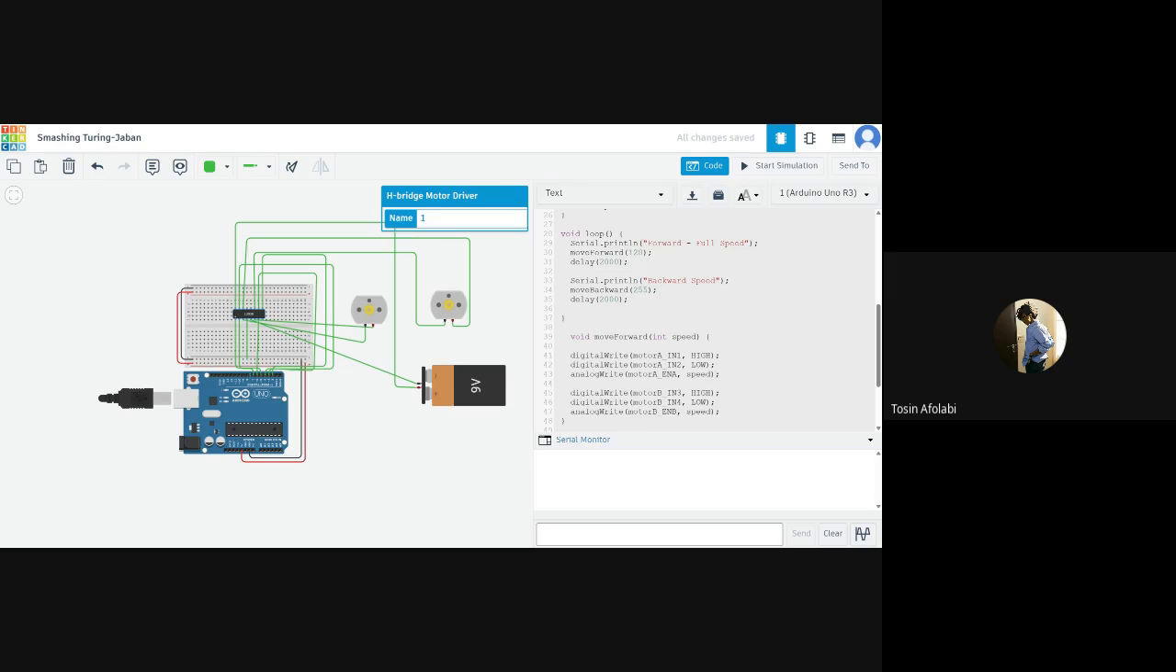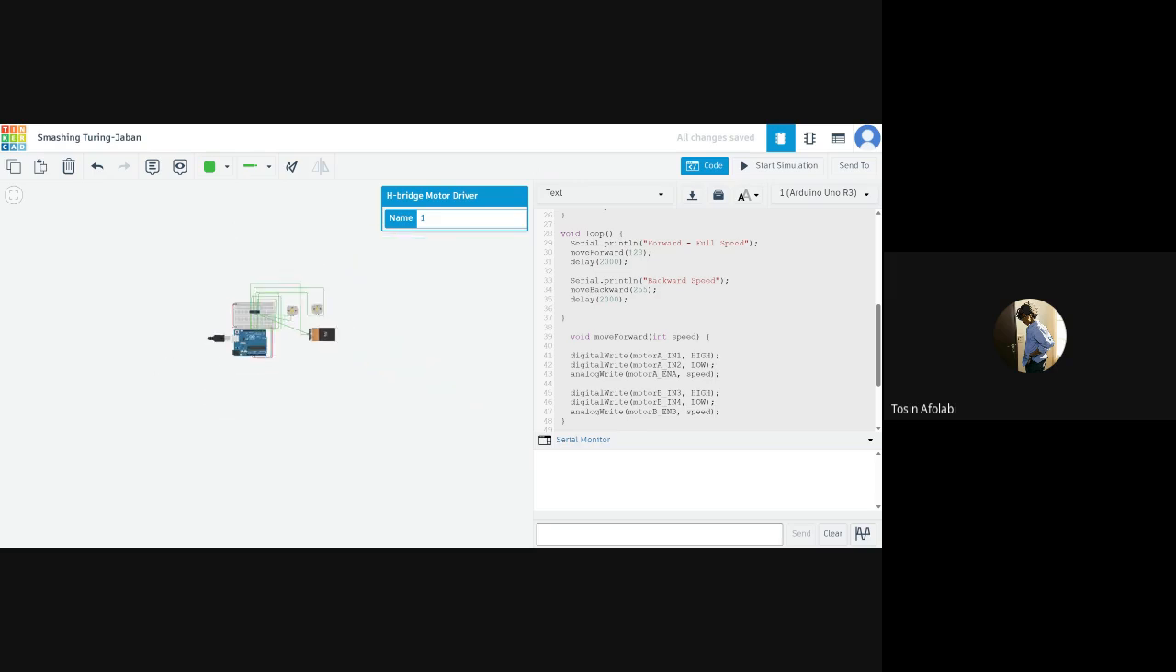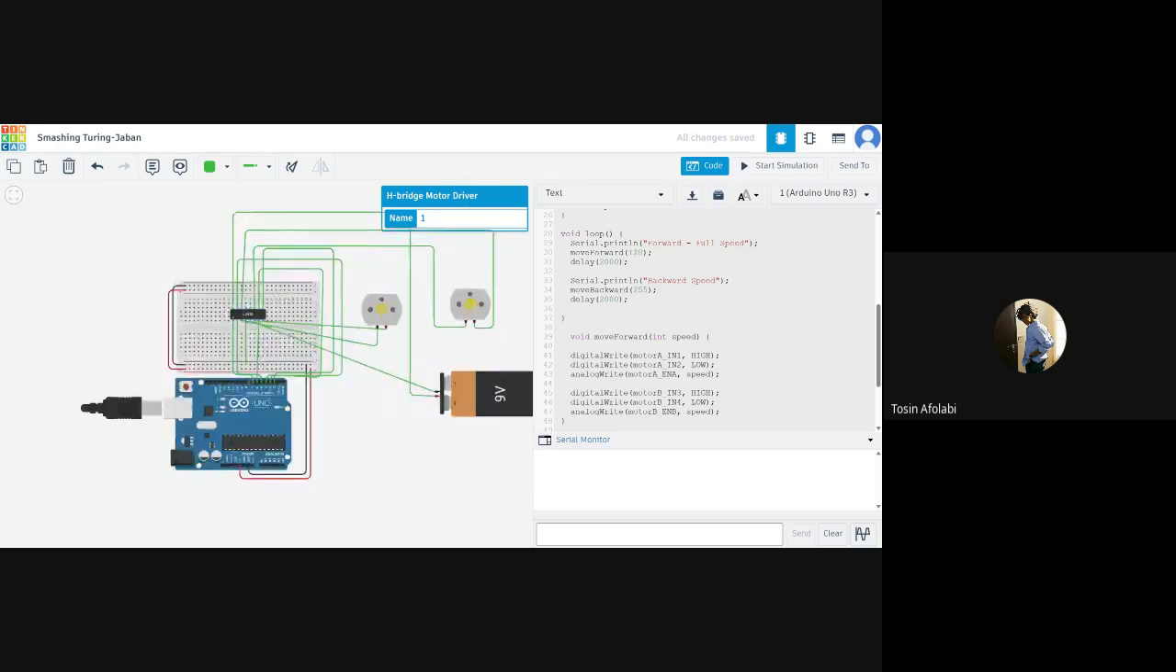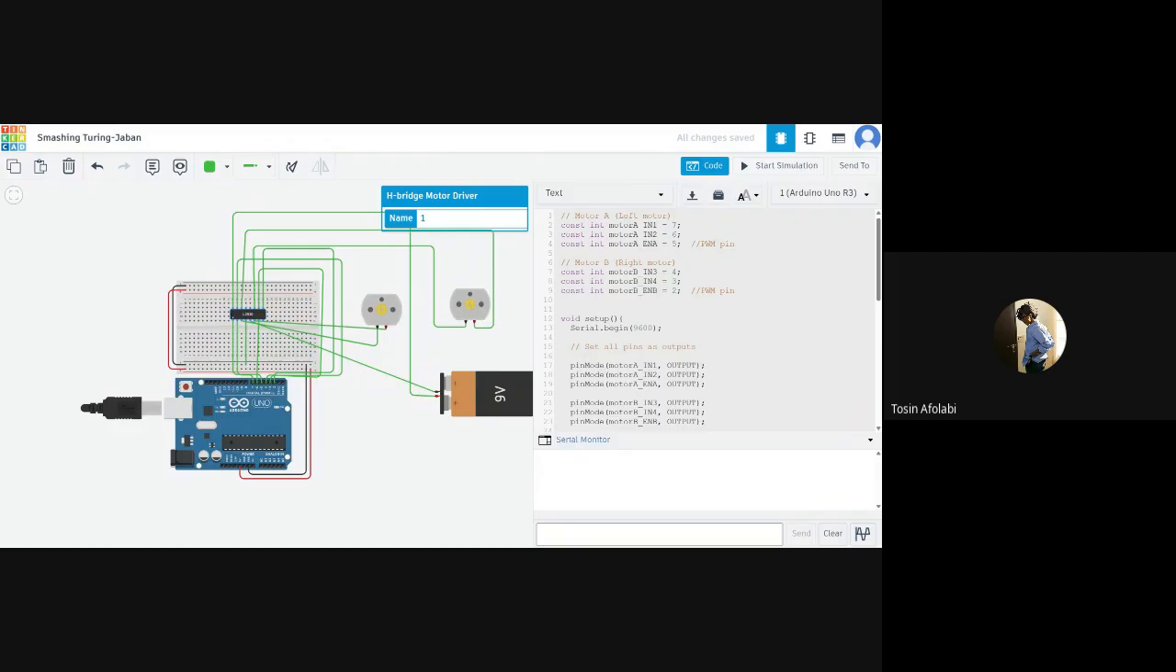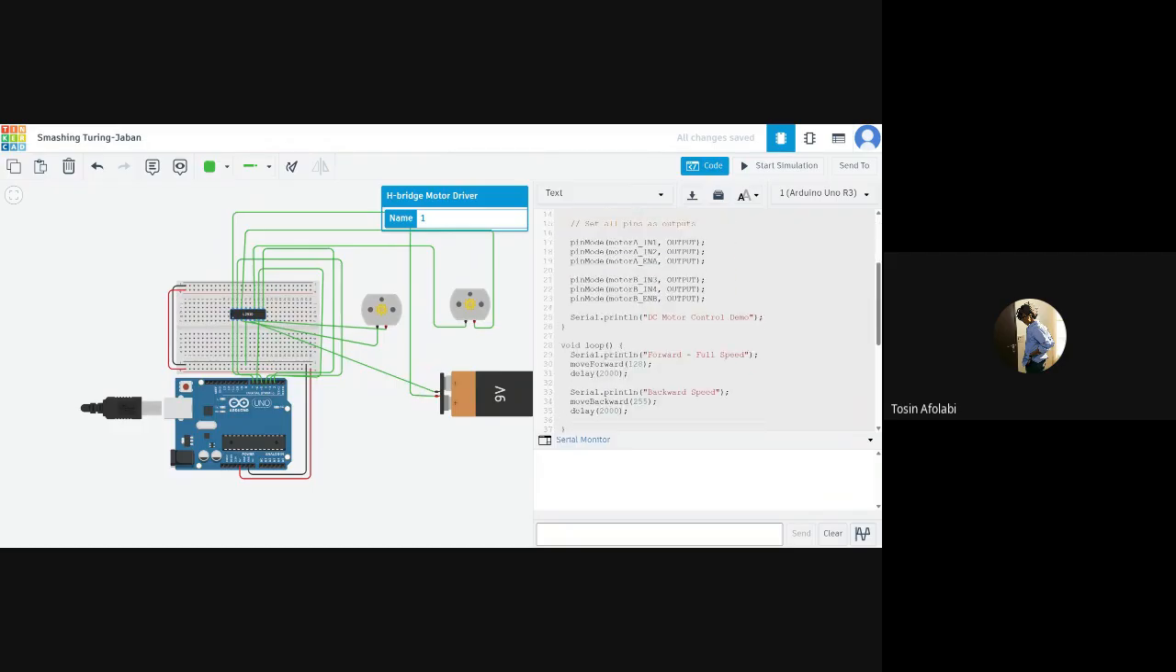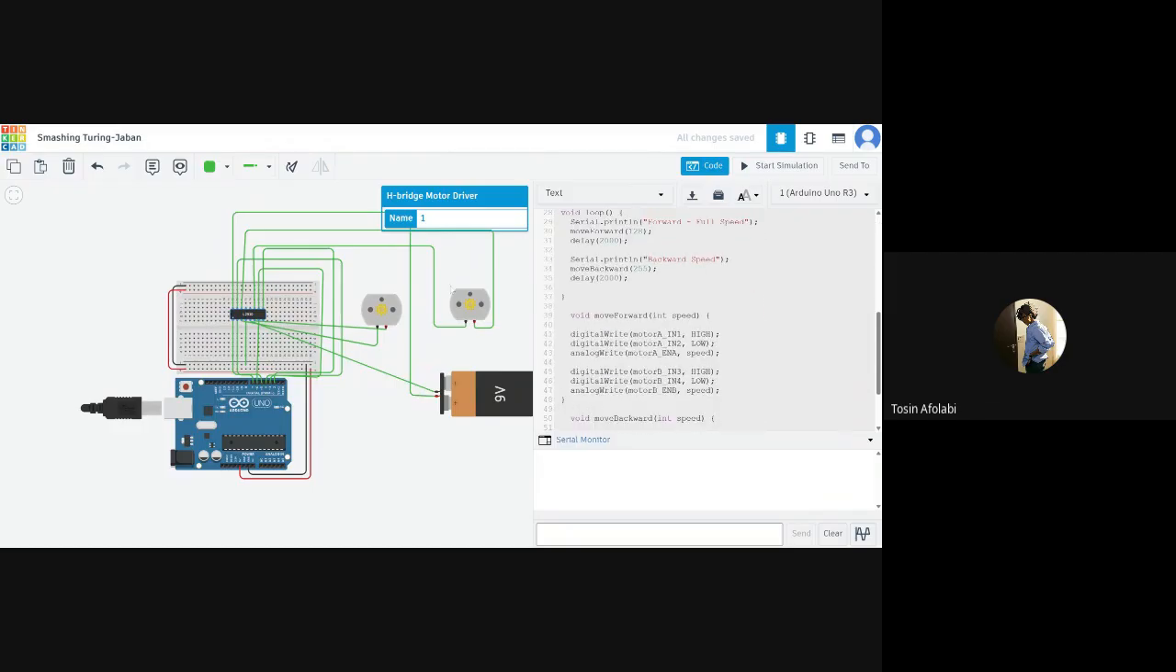So what can I do? What can I do? It says the maximum current going through the pins is 225. What might be the cause? That is not with our code here.